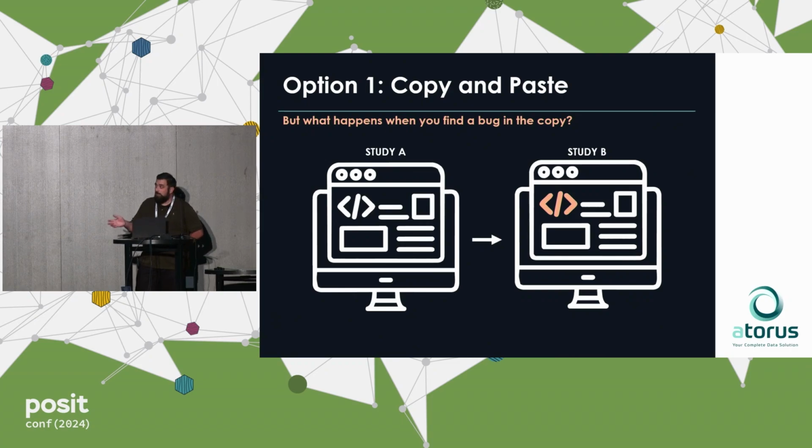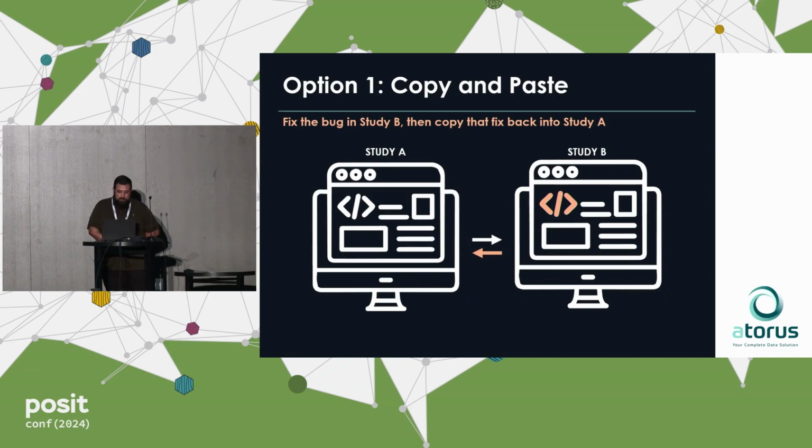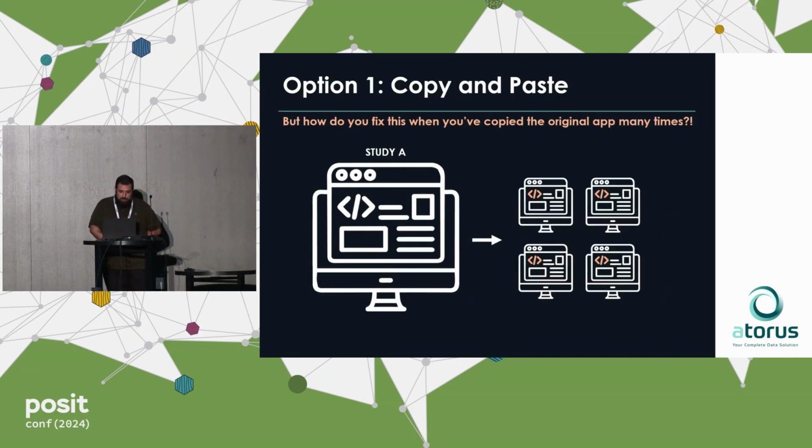But you can run into issues when you find a bug in the copy, study B. What are you going to do then? Well, you could fix the bug and then copy it back into study A. That could work. But if you have studies C, D, E, F, it's going to be a lot more challenging, and a lot easier to make mistakes and mix things up.